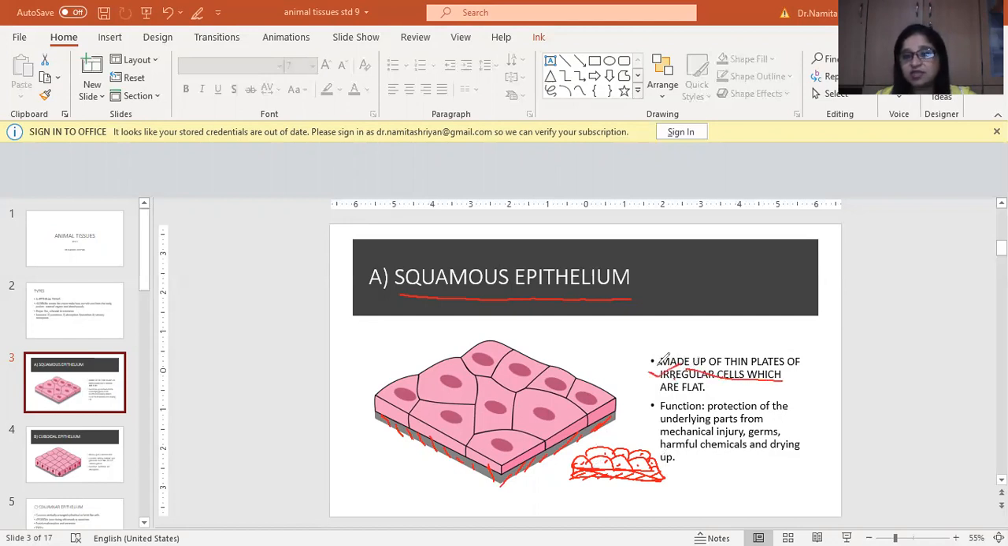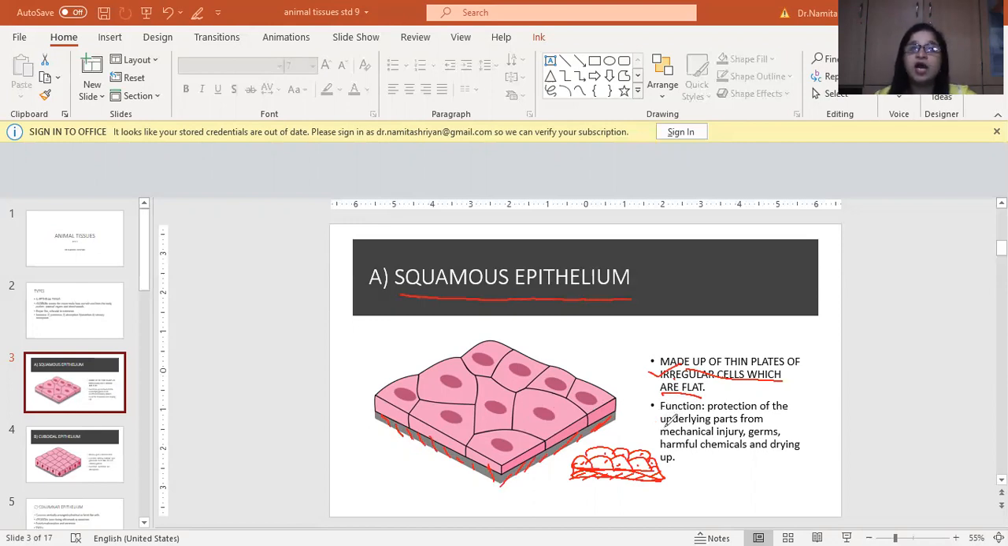irregular cells. So the cells are going to be pretty irregular. If you can see, the shape of each of these is slightly irregular, not a fixed shape, and they are going to be flat. So this is the flat kind of epithelial tissue. It's present mostly in our epidermis. The uppermost covering of our skin is made up of squamous epithelium.